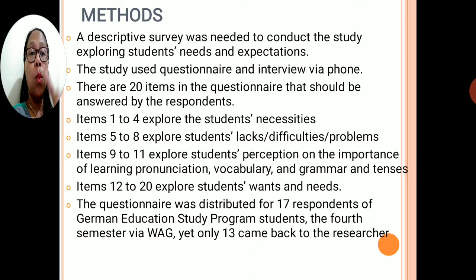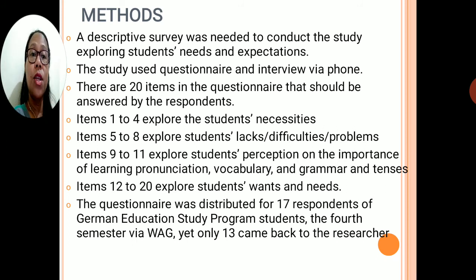Items number 1 to 4 explore the students' necessities. Items number 5 to 8 explore students' lacks, difficulties, or problems. Items number 9 to 11 explore students' perception on the importance of learning pronunciation, vocabulary, and grammar and tenses. Items number 12 to 20 explore students' wants and needs.